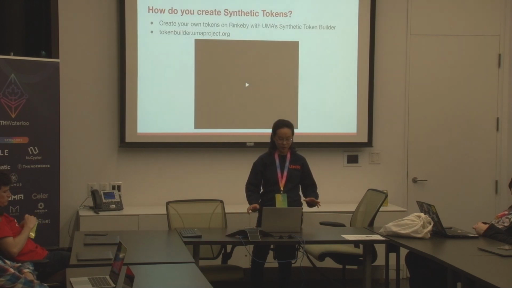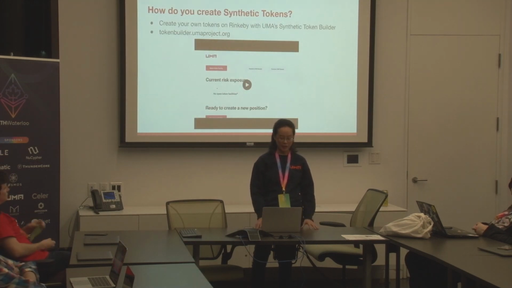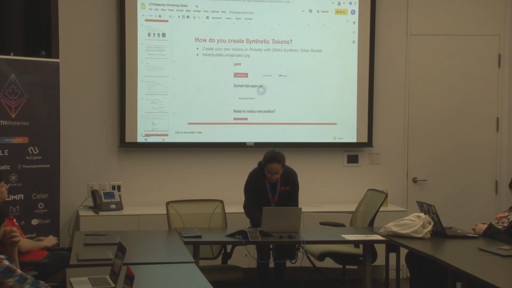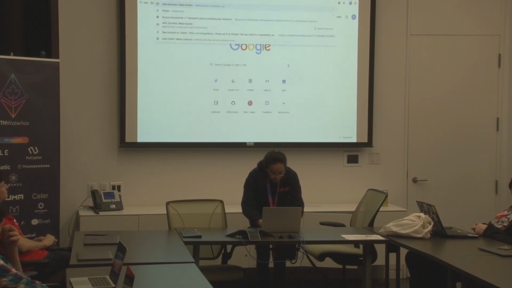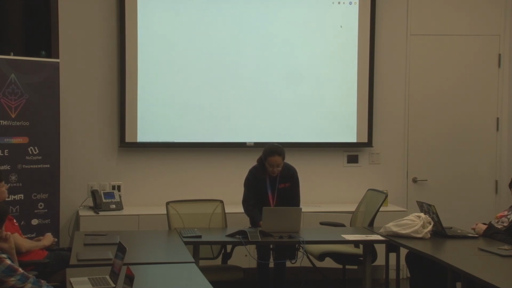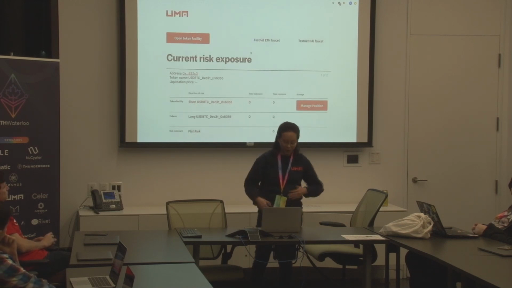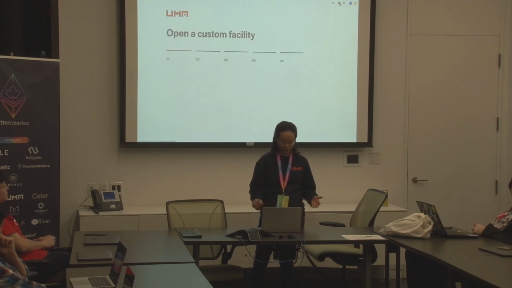Okay, so how do you create these synthetic tokens? I'm going to try to do a demo using our token builder right now. It's on Rinkeby testnet, so you will need Rinkeby ETH as well as DAI. And we have links to those faucets on our dApp. So let me try to open up the dApp and show you what that looks like. Okay, so when you come to this page, I've already done this before, so I've got a token facility up, but let's open a new one.